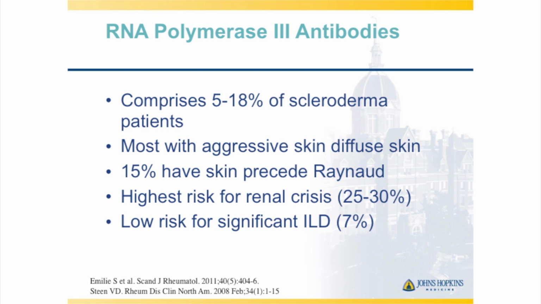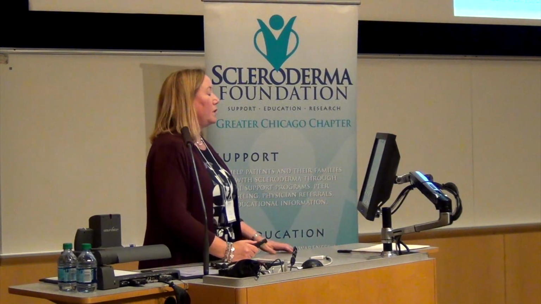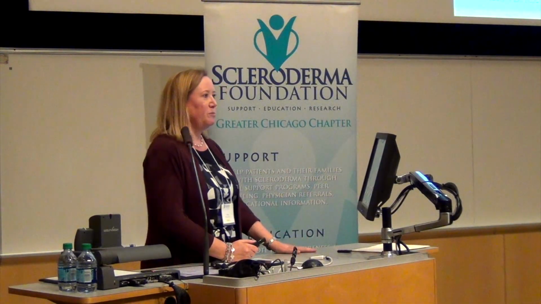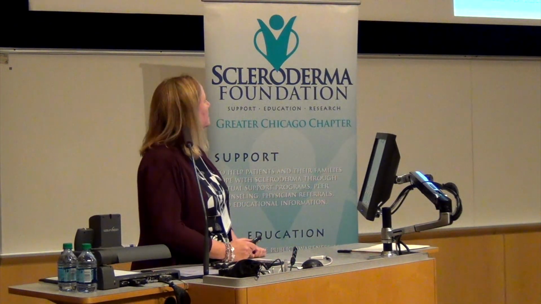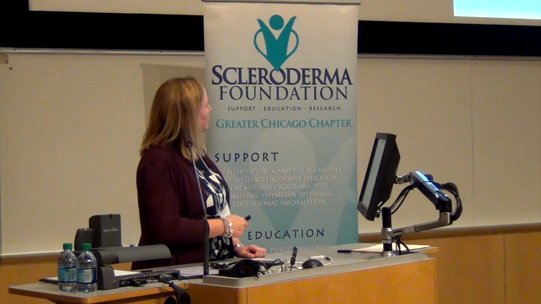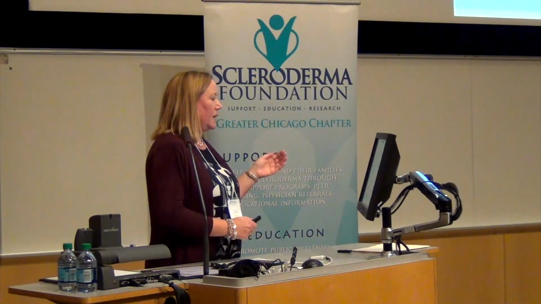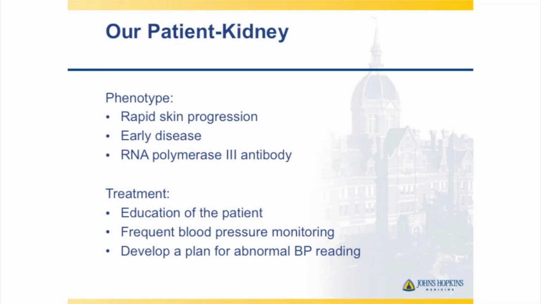Depending on where you live, it may be up to 20% of scleroderma patients. Here in the US, it's about 20%. In other countries, the rate of this antibody is much lower. Again, it associates with the most aggressive kind of skin disease, and in 15% of these patients, their skin tightness comes before their Raynaud's, which is almost always the first manifestation of scleroderma in just about everybody else. They are at the highest risk for this kidney problem, but actually lower risk for significant lung fibrosis. So with our patient, with rapidly progressive early skin disease, the biomarker is the RNA polymerase III antibody.